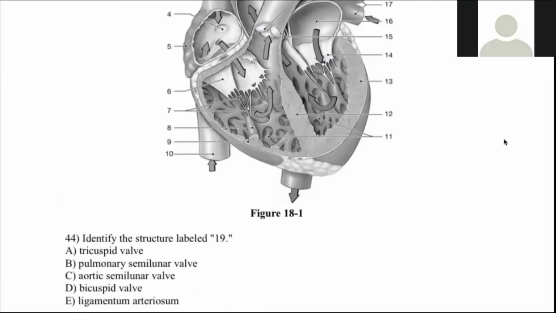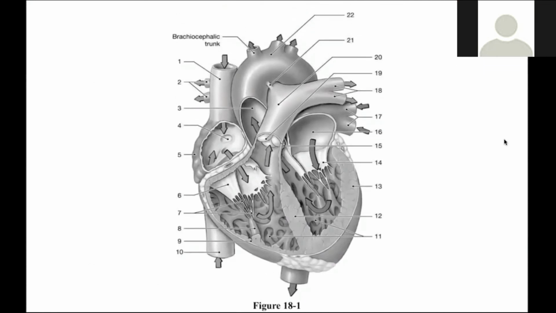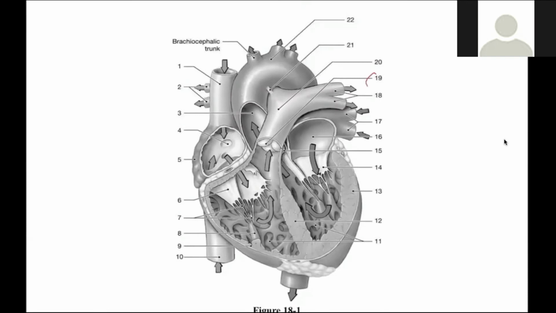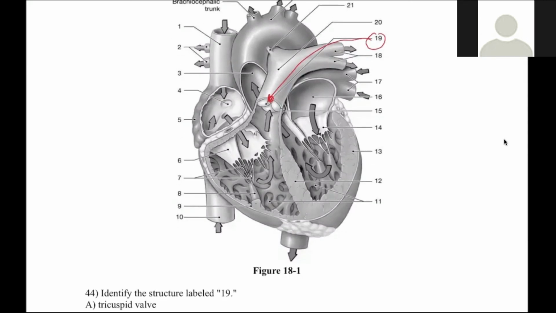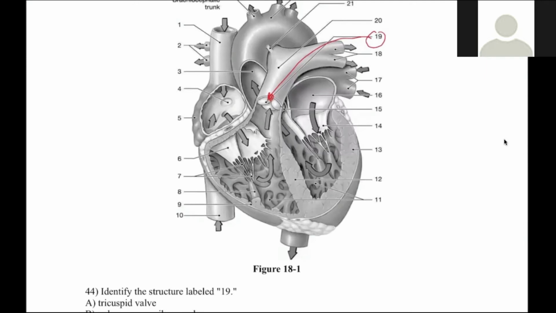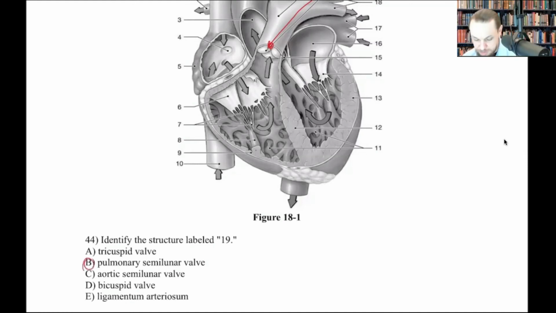Number 19. So that's coming out of the right ventricle. That valve right there, that's what I'm saying. That's going to be the, oh man, what's it called? I've got options here. Okay, the pulmonary semilunar valve. Correct. So B is correct.